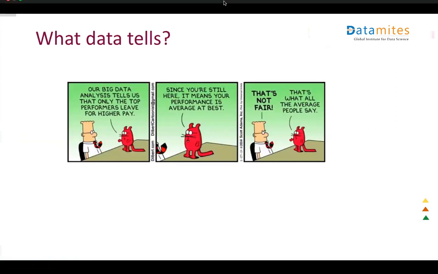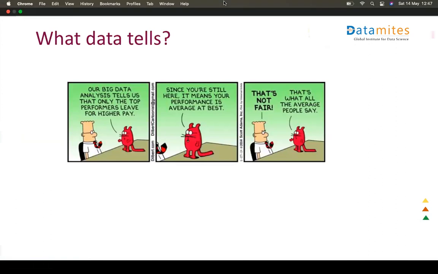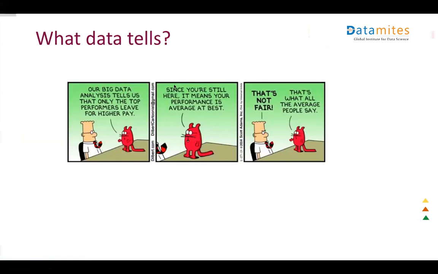Right. So basically how we use the data, right? How we use the insights, right? So if you see this picture, try to read the conversation between the manager and the employee. Our big data analysis tells us that only the top performer will leave for high pay. Since you are still here, it means your performance is average at best. That's not fair, the employee is telling. That's what all the average people say, right?